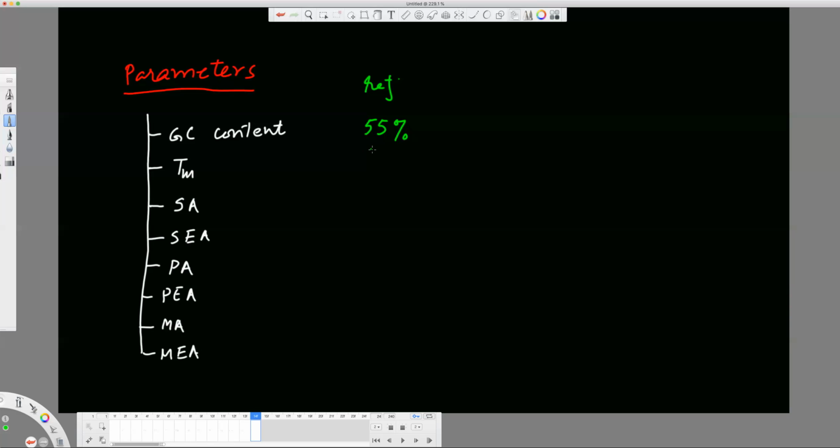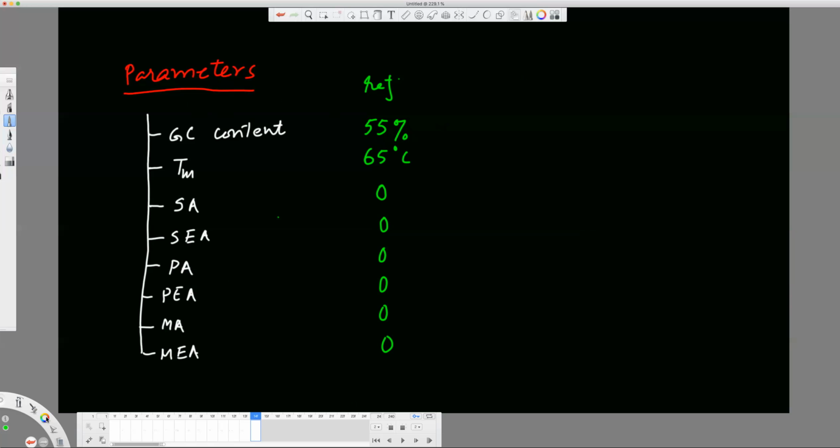TM, I have decided to keep it at 65 degrees centigrade. Now SA, I would say I don't want any self-annealing. So my ideal reference value for SA should be 0 unit, right? And likewise, it should be 0 for self-annealing, pair-end annealing, mispriming annealing, and so on. And you can also have a length parameter, but since it seems trivial here, I haven't mentioned it. Now, the second thing is you need to calculate. So these are the parameters that you want in an ideal scenario.